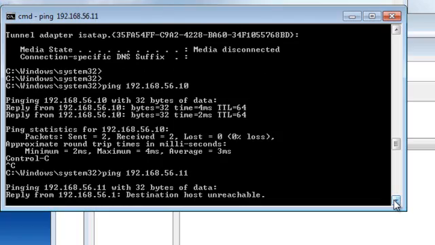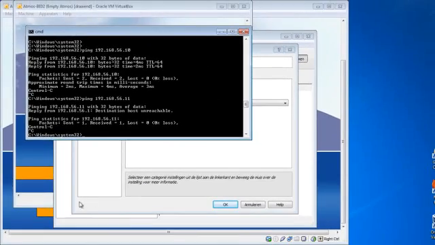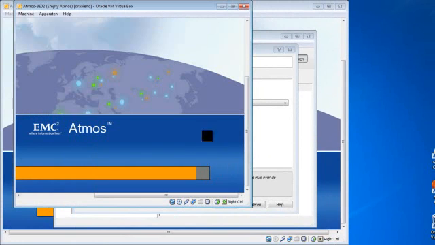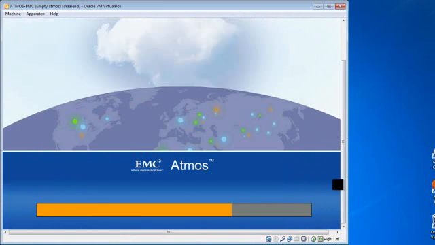Mind you, I cannot browse them yet because they're still booting. The booting takes some time. This one is getting close to the end, and this one is still two-thirds away. Okay, so we'll wait until they get booted.